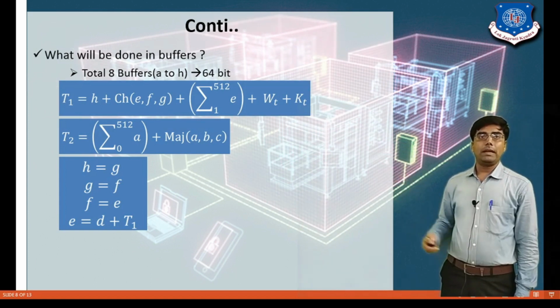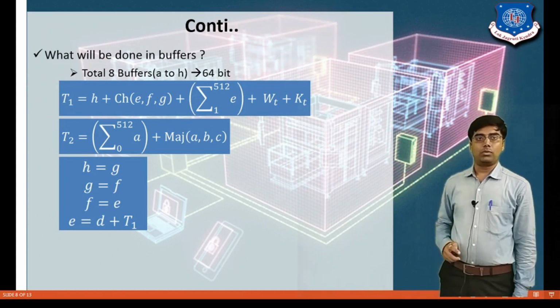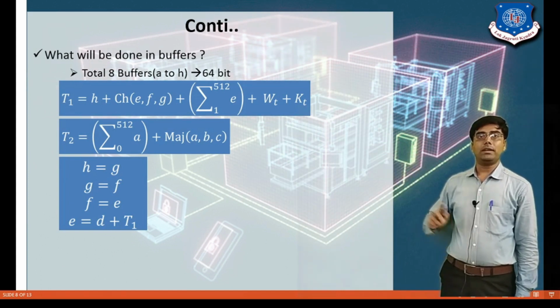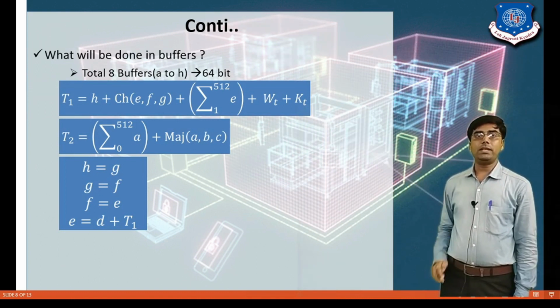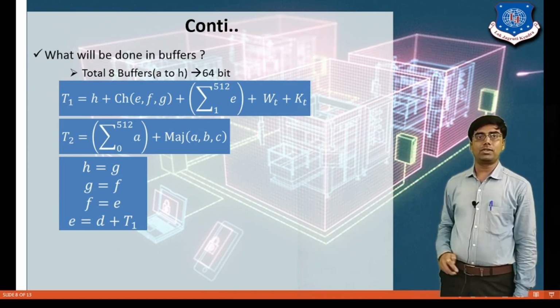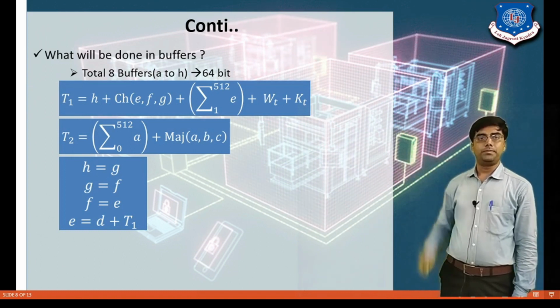H is representing the buffer, and this buffer is used in the first round. It means that we are considering the initialization vector, plus CH. CH is representing the conditional logical function. Here we input three buffers E, F, and G.